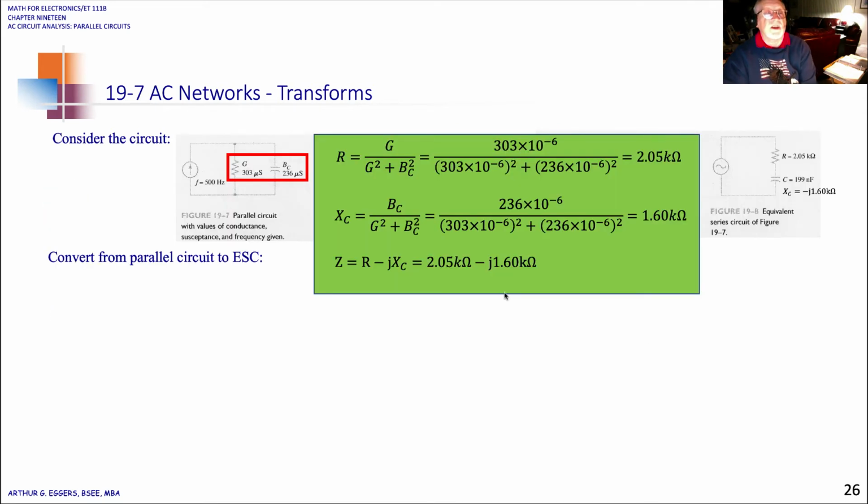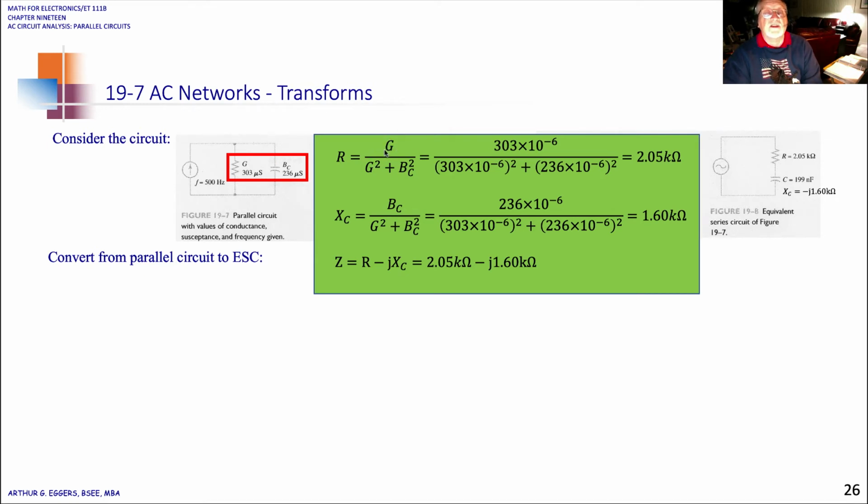So let's look at an example. It's probably the easiest way to understand this. We have a parallel network over here. Our values are given to us in the reciprocals. G is equal to the conductance, 303 microsiemens, B sub C, 236. What we want to get to, on the right side here, is the equivalent circuit. So in doing so, we solve for R by using these transforms.